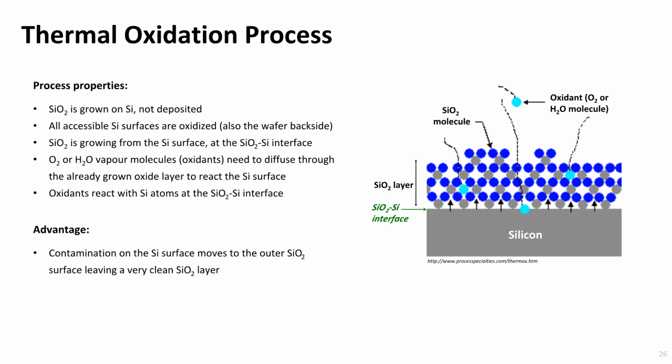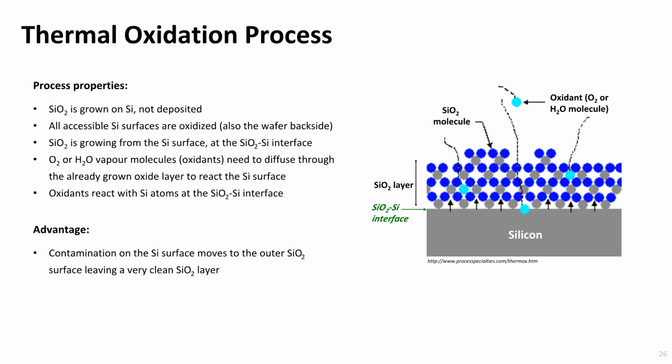Silicon oxide is always formed at the silicon surface, that is at the interface between the silicon surface and the silicon oxide layer. This means that oxygen or water vapor molecules need to diffuse through the already formed silicon oxide layer to reach the silicon surface. On the silicon surface, the oxygen or water vapor molecules react with the silicon atoms, creating a new layer of silicon oxide between the silicon and the existing silicon oxide surface. In this way, the silicon oxide layer grows from the silicon surface and upwards.